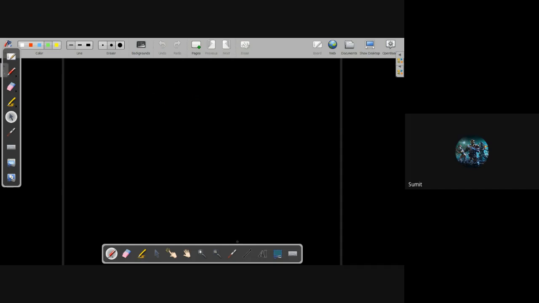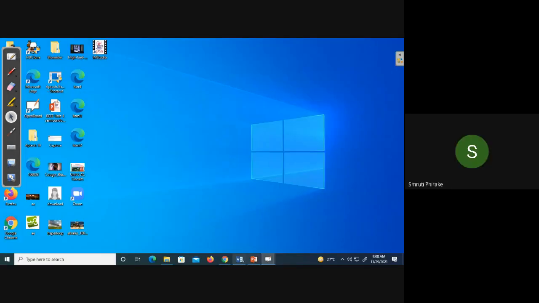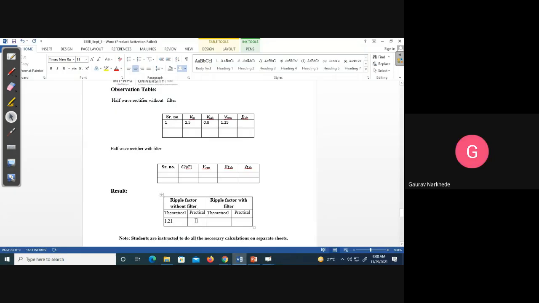Yes, sir. So you got this value, right? So this part is completed. Any problem in this? No, sir. Note, students are instructed to do all the necessary calculations on a separate sheet. So you attach the calculations along with this, which I am telling you. Any problem in this, guys? No, sir. It's easy, right? Yes, it's very easy.